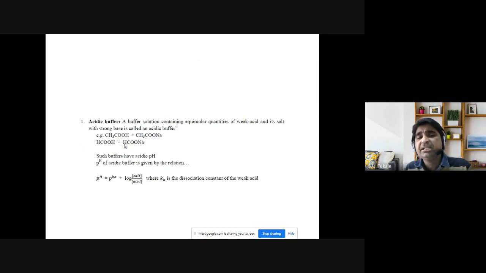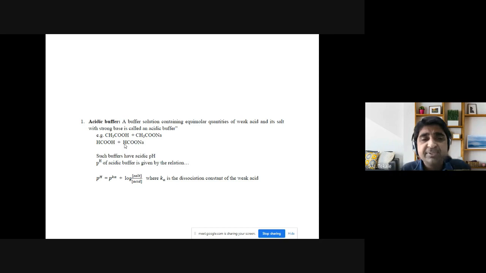Now here we will see what are the two different types of buffers. We generally abbreviate the term buffer solution as buffer. So what are the types of buffer solutions? Buffer solutions are of two types. One is called the acidic buffer and another one is called the basic buffer. Both the types are nothing but equimolar mixtures of two things. So which are they? We will see.